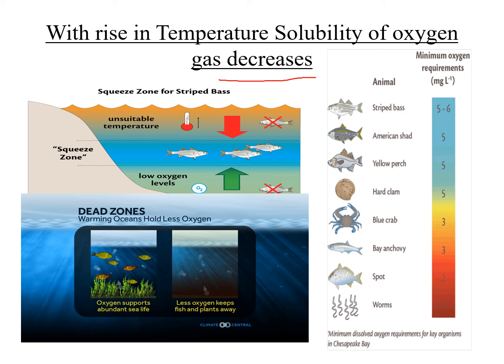Why? This is because as the temperature increases, the solubility of gas in seawater decreases. Which gas is soluble in seawater? Oxygen. The solubility of that oxygen gas in seawater will decrease, and as the solubility decreases, they can't get enough oxygen to survive. That's why they die when temperature increases.